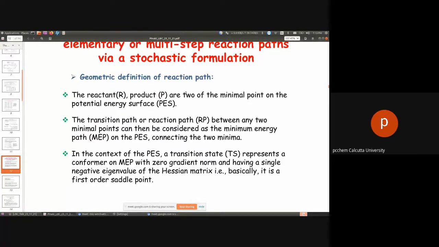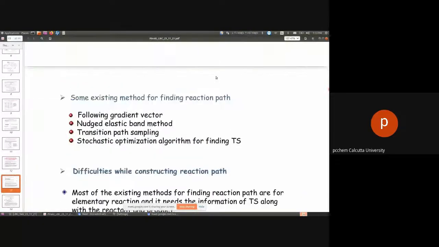Now, there is a huge amount of effort that has been going on to effectively sample and find transition states, because finding transition states is a tricky thing. Reactants and products are simple, and there are a lot of methods. If you just search the literature, very big names in theoretical chemistry are involved in this business, and there are a number of methods. I'm not going into that.